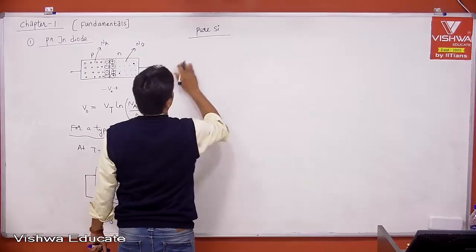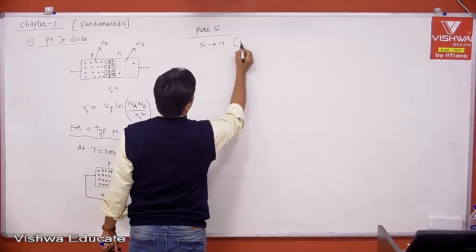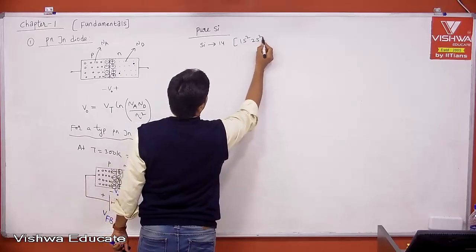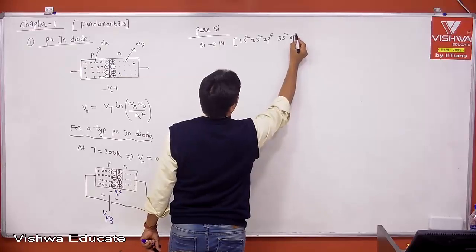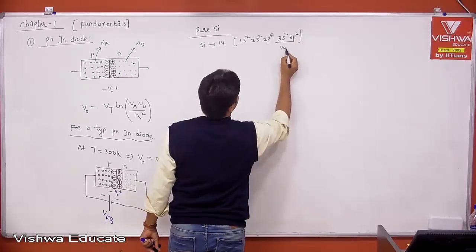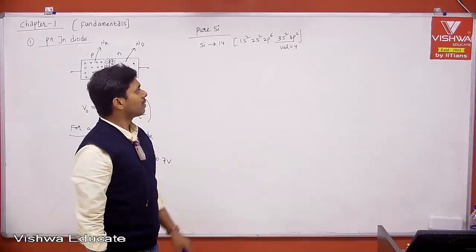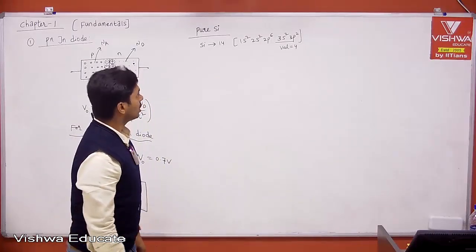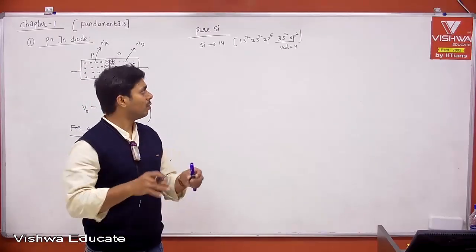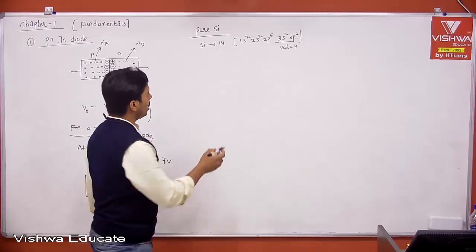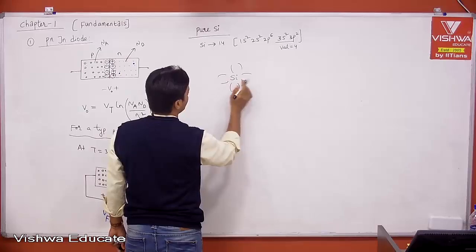what is the silicon atomic number? The silicon atomic number is 14. Then what is the electronic configuration? 1s2, 2s2, 2p6, 3s2, 3p2, where the valency is equal to 4, the number of electrons present in the outermost shell. Then it participates in covalent bonding. To get stability, it shares with 4 silicon atoms. The silicon has bonding with respect to 4 silicon atoms.